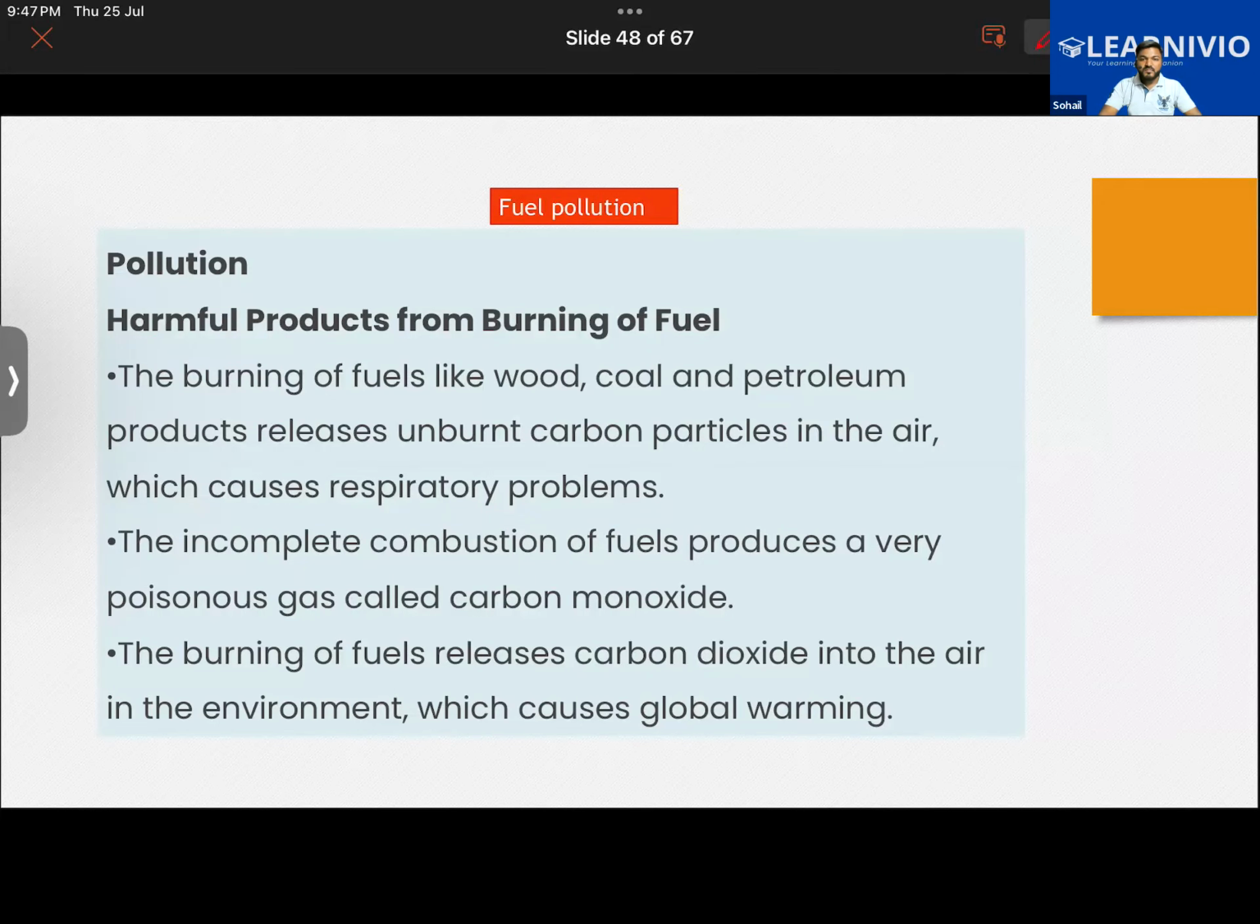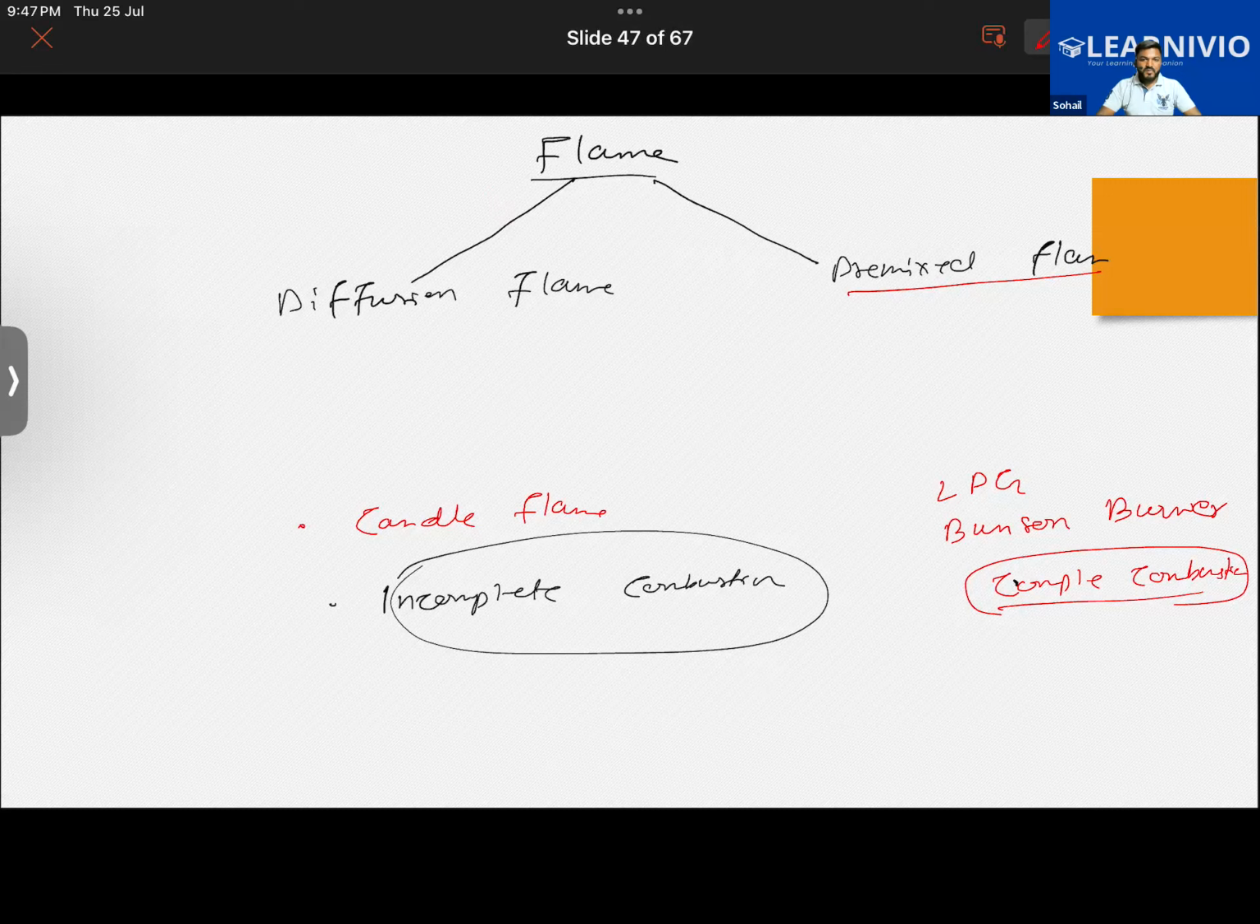Yes, what was the other kind of flame? These two, premixed and diffusion flame. Okay, sir.